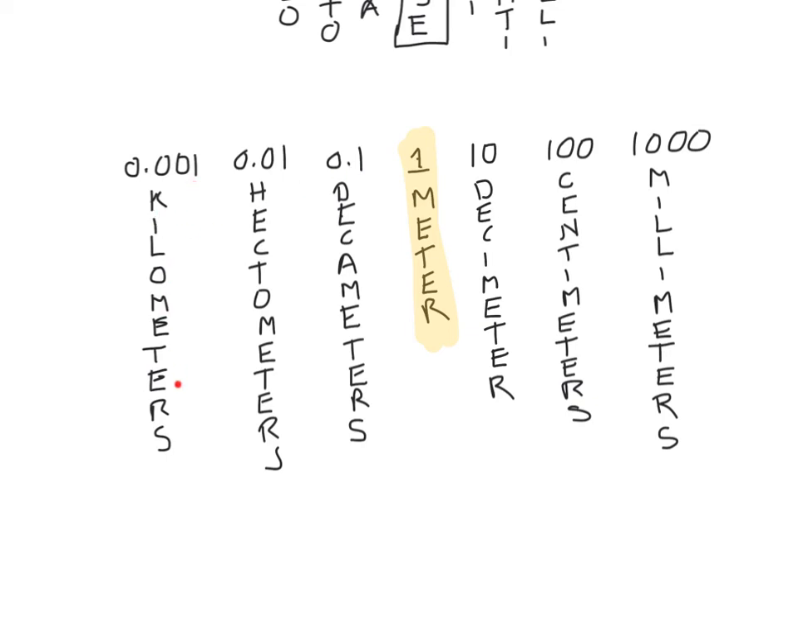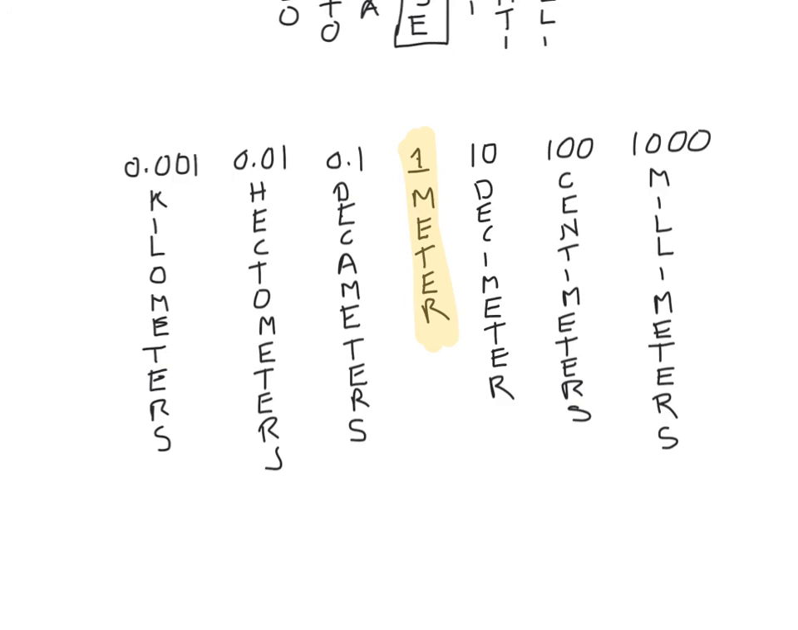So kilometers. Now you could say there's 1,000 meters in a kilometer, or you can say that there's 0.001, or 1,000th. 1 meter is equivalent to 1,000th of a kilometer.